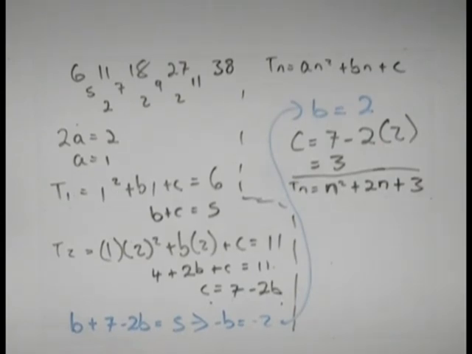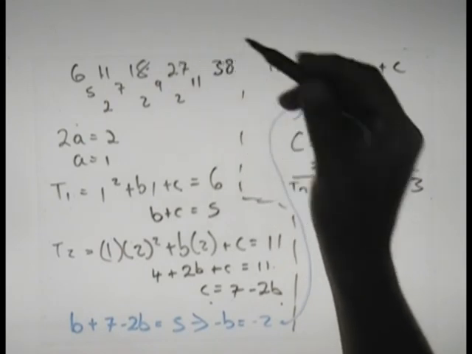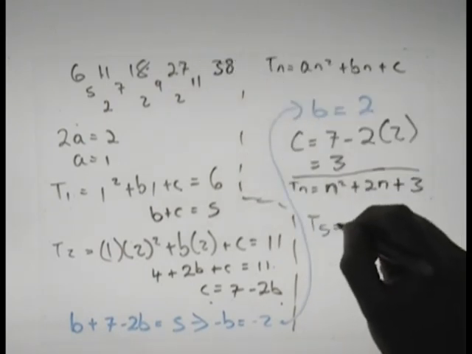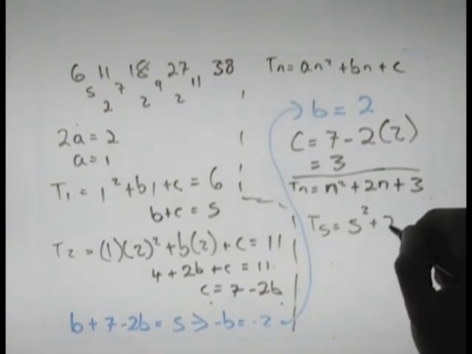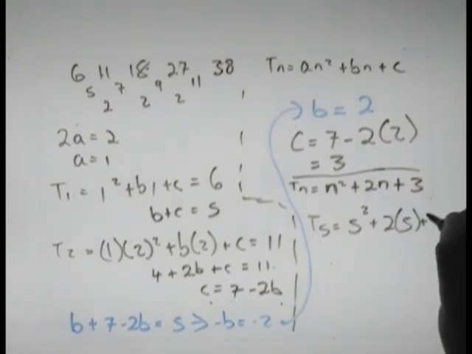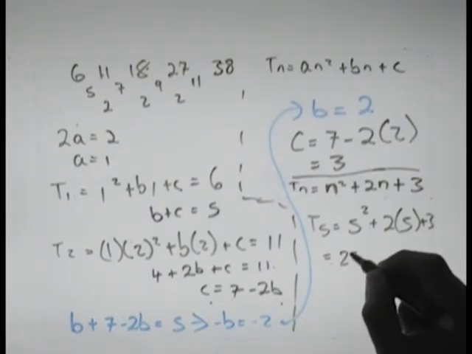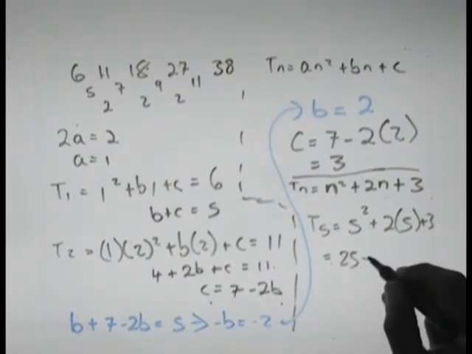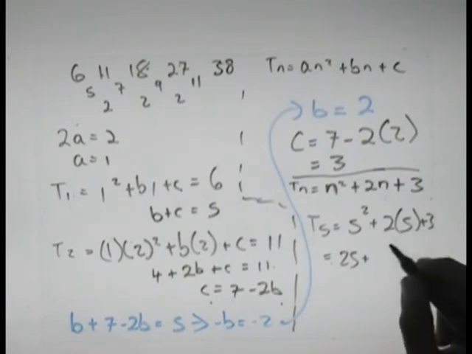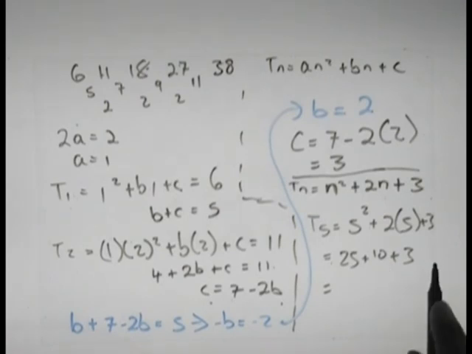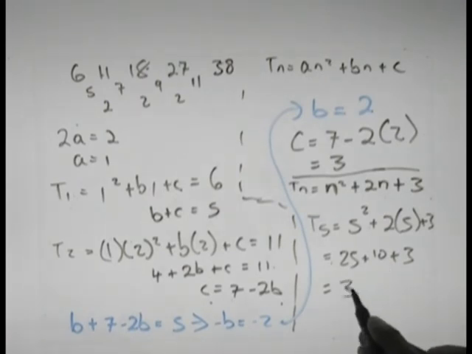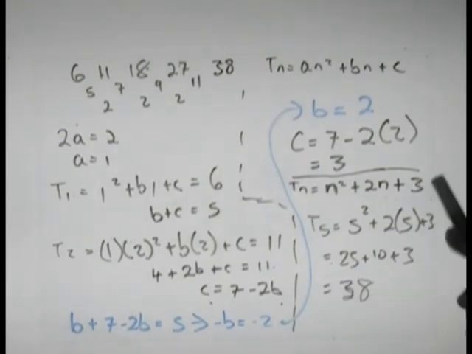Let us see if that makes sense. 1, 2, 3, 4. Fifth term should be 38. T5 is going to equal 5 squared plus 2 times 5 plus 3, which is equal to 25, plus 5 times 2 is 10, plus 3. 25 plus 10 is 35, plus 3 is 38. And that's exactly what we're looking for. With this one, you always check, because there's a lot of room for error.